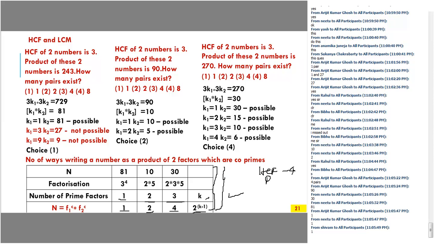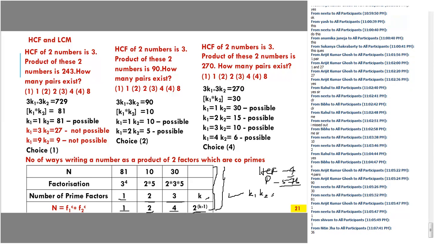See, HCF is 4. Product is 576. How many pairs are possible? Tell me. HCF is 4. Product is 576. What is K1, K2? HCF is 4. How many prime factors 36 has got?